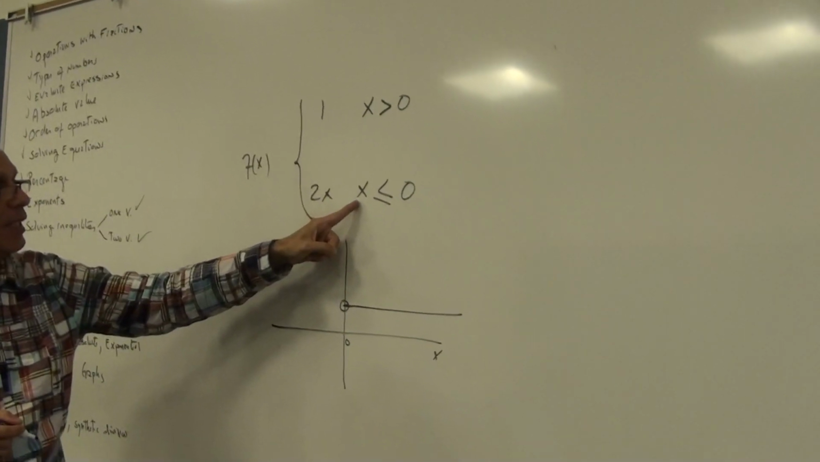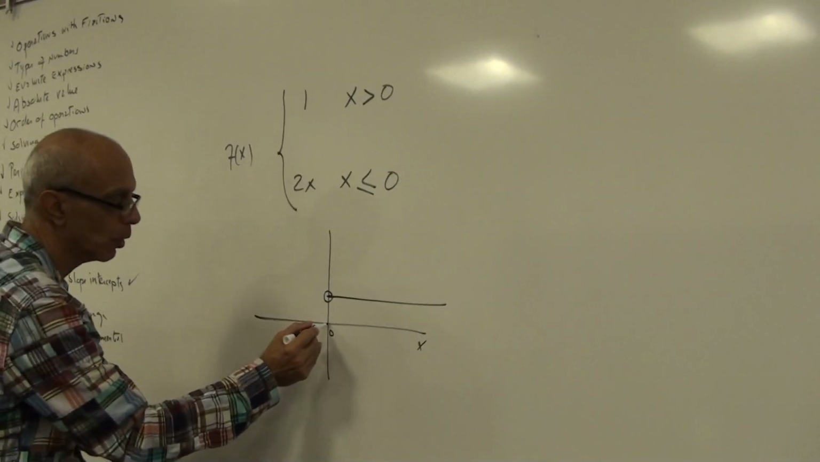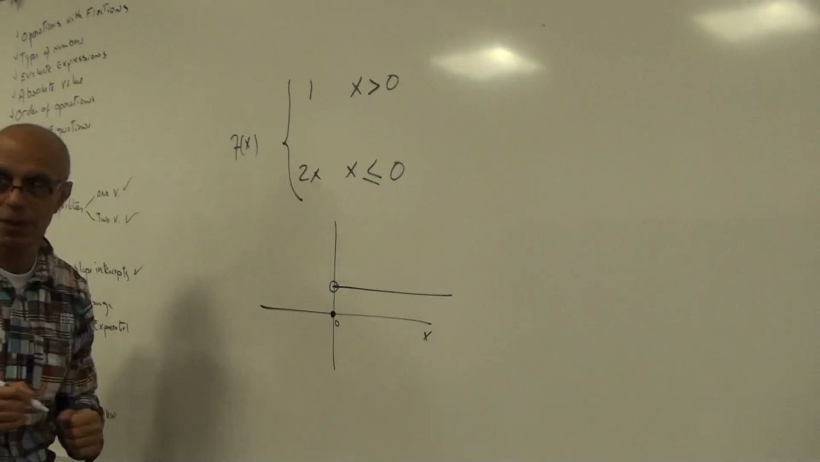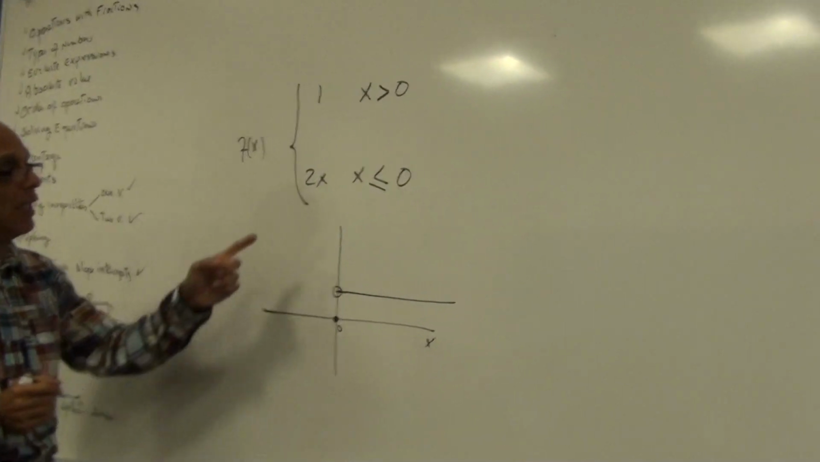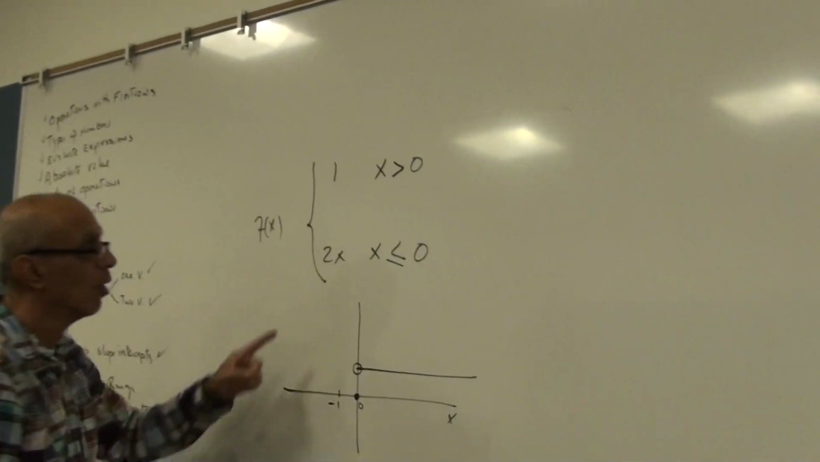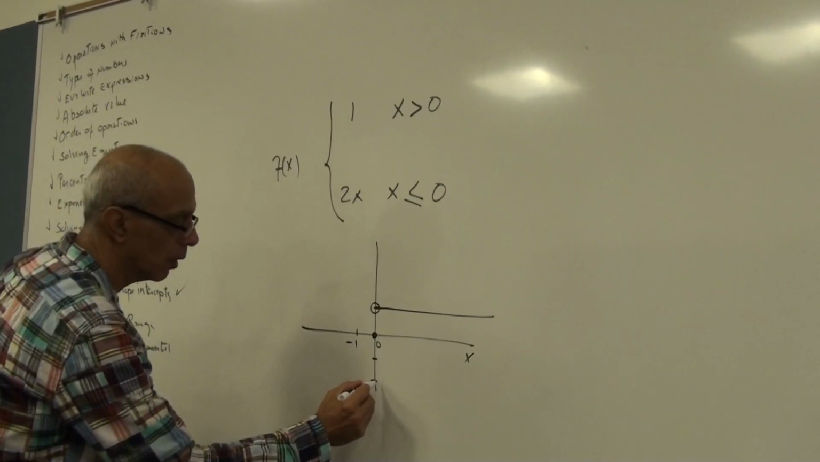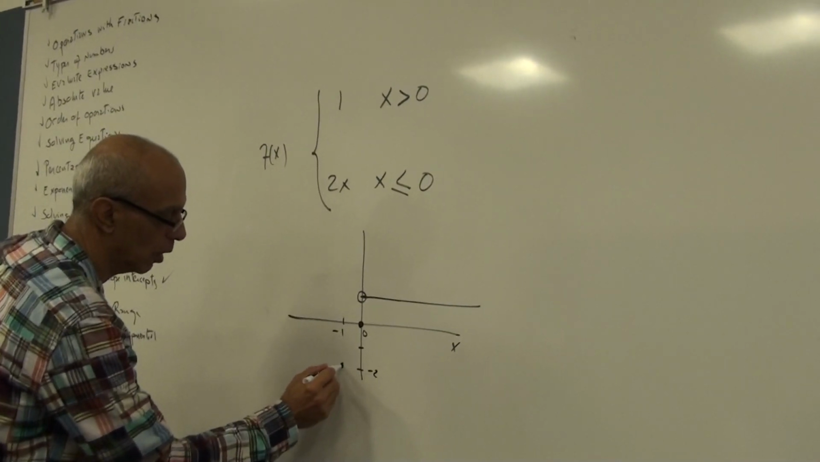So when x is 0, what is the value of the function? Well, it's going to be 0. So I have one solid point here. Okay? When x is negative 1, the value of the function is going to be negative 2. So negative 1, negative 2. So that's another point here.